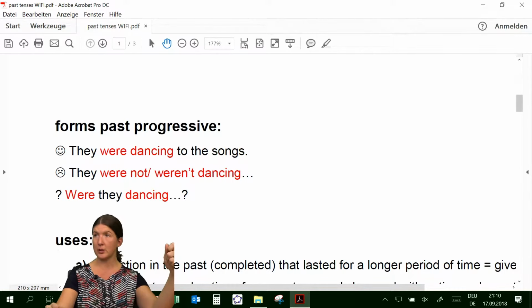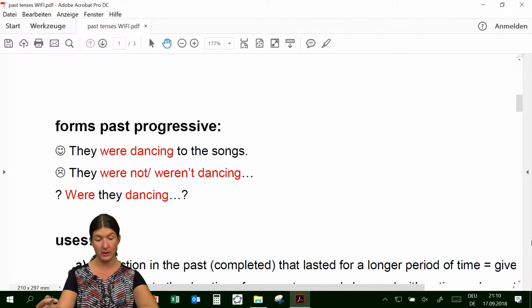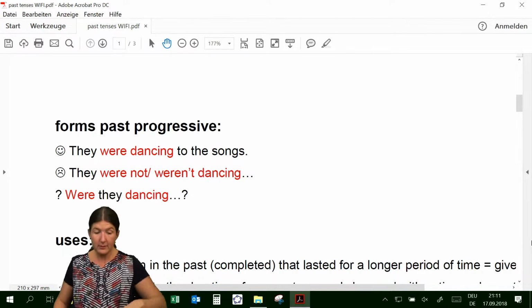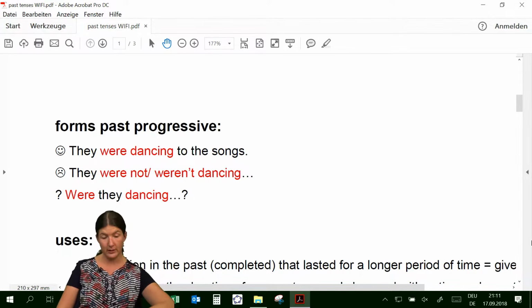Formation done with was, were, and verb plus ing. They were dancing to the songs in my incredibly creative example sentence. The negation and the questions are quite easy. You don't really have to pay any attention to anything. There's no fake auxiliaries that you don't translate or they don't have in German. They were not dancing, or they weren't dancing.